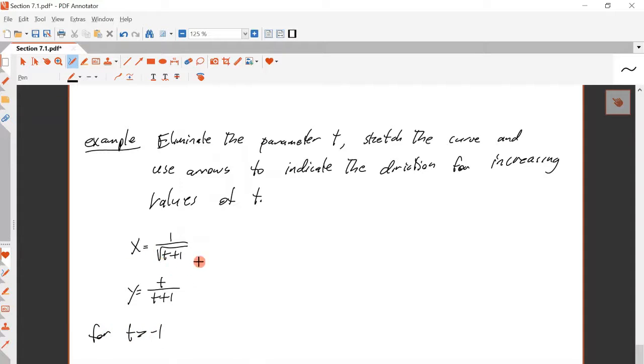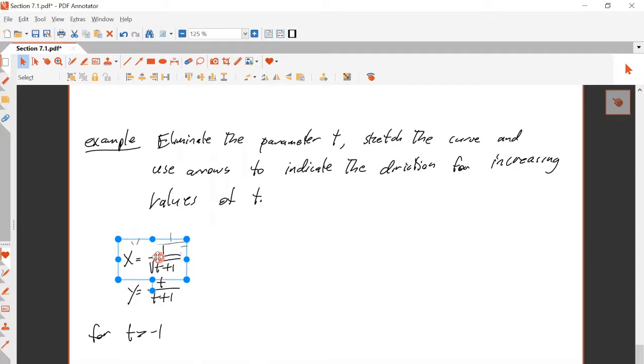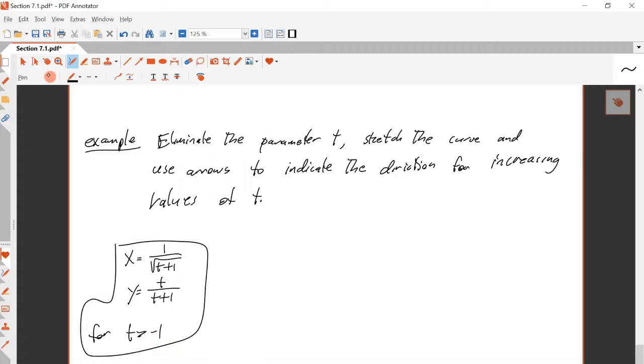All right, so here's my Cartesian equations. How would I eliminate the parameter t? Well, in this one, I can solve for t in terms of x. So here, x squared is 1 over t plus 1. All right, so t plus 1 is 1 over x squared. So t is 1 over x squared minus 1.